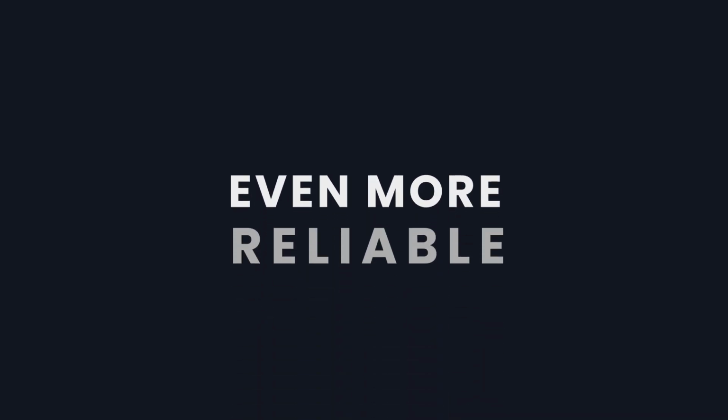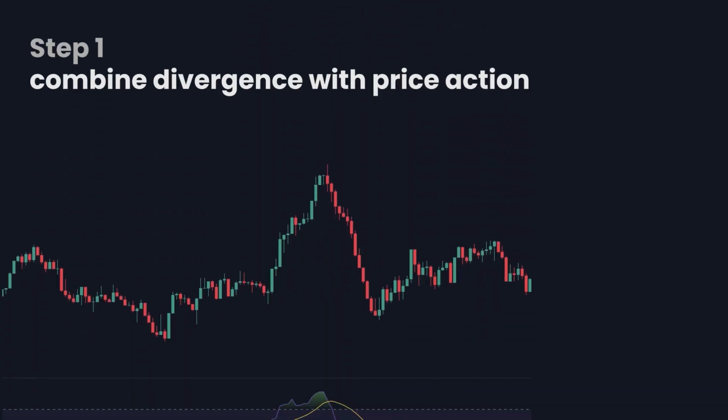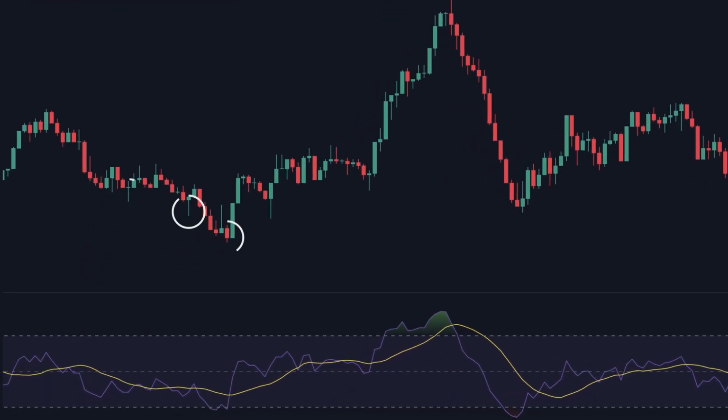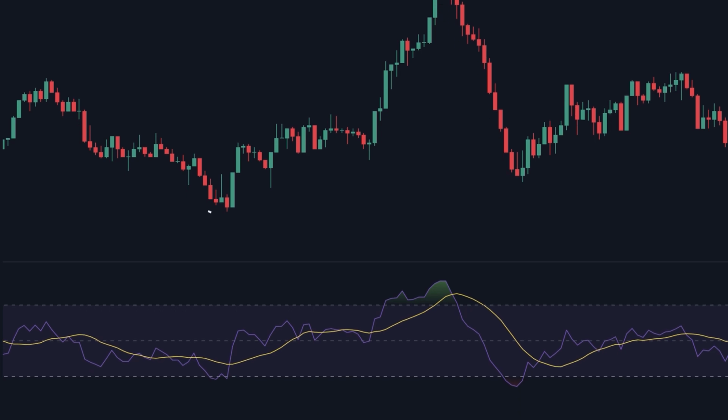Now let's talk about how to make divergences even more reliable. The first step is to combine divergence with price action. For example, in a downtrend, imagine the price makes 3 consecutive lower lows. But notice something. Each drop to a new low is getting smaller. This indicates that the momentum behind the selling is weakening. If the RSI forms a bullish divergence at the last low, it's a much stronger signal that the price may shift direction. But we don't stop there.